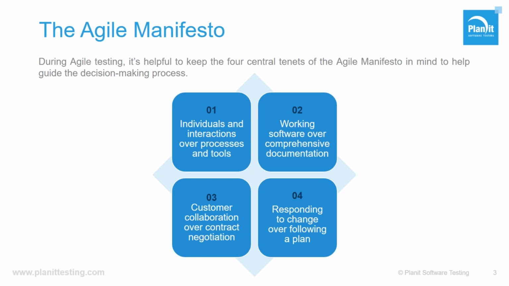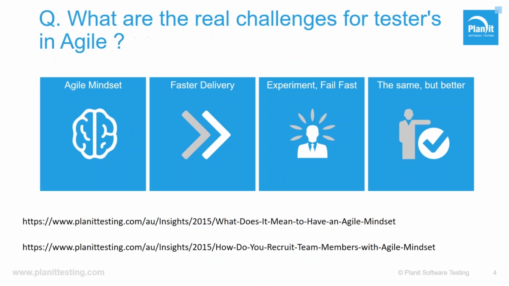So we need to make sure that we're willing to make changes, albeit that we need to think about when those changes are happening. So if we are right near the end of the iteration, we may not be able to make a change in that particular instance. So be flexible with your plan.